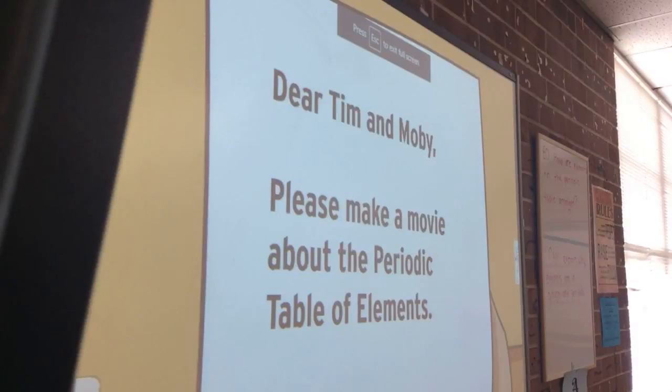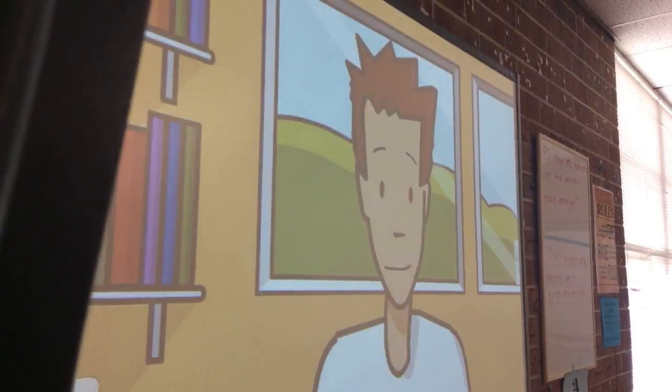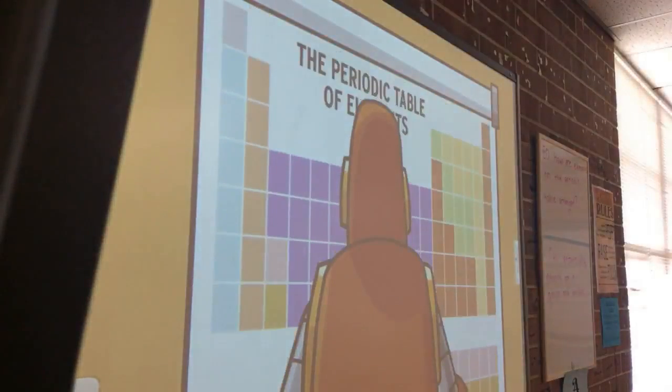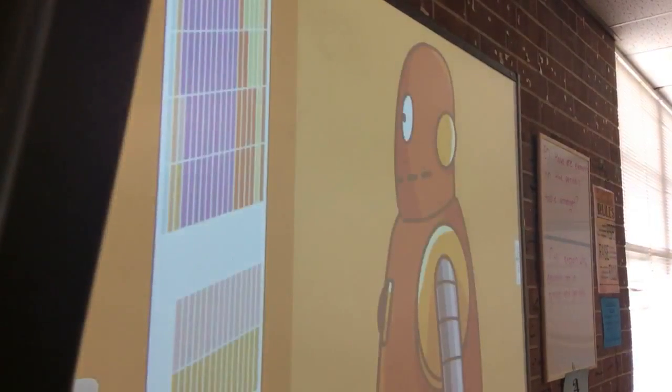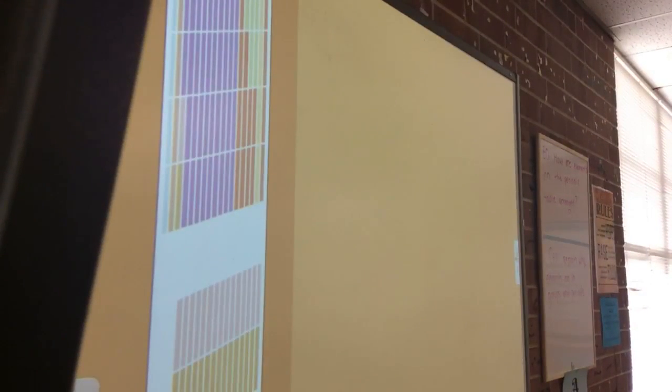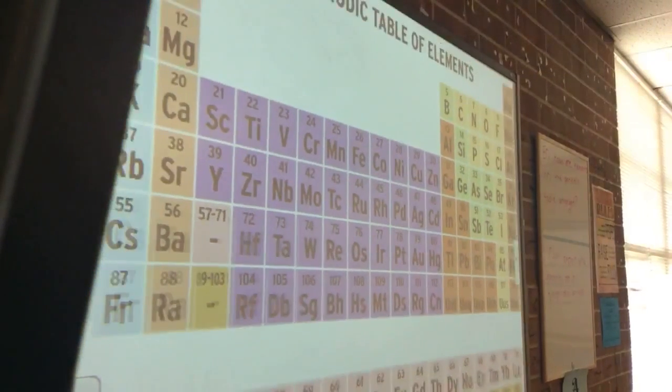Dear Tim and Moby, please make a movie about the periodic table of elements. From Lauren. Sure. You're overreacting. It's not that complicated, really.